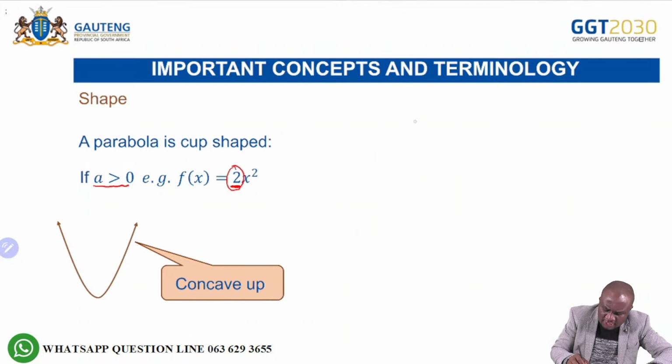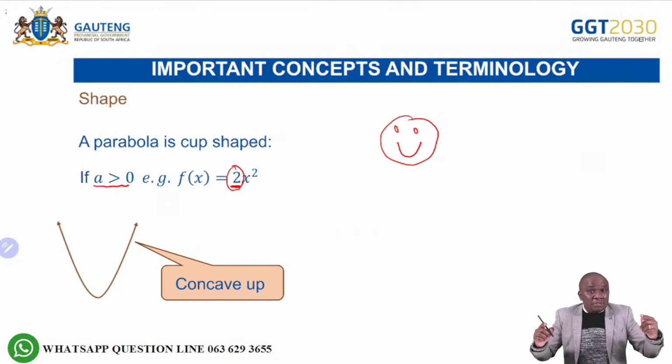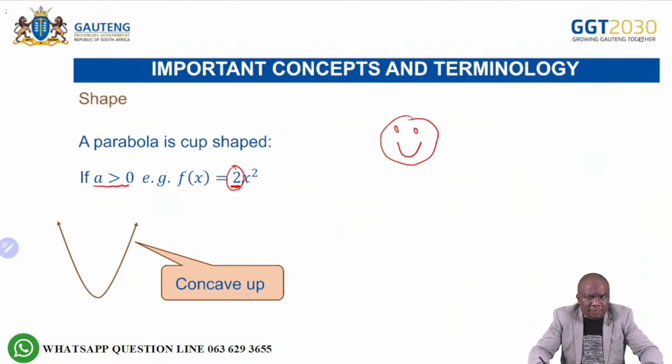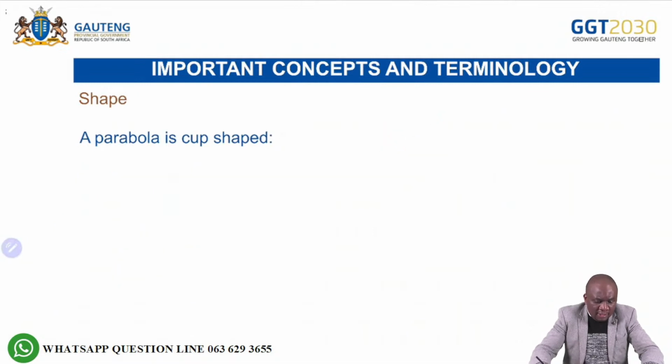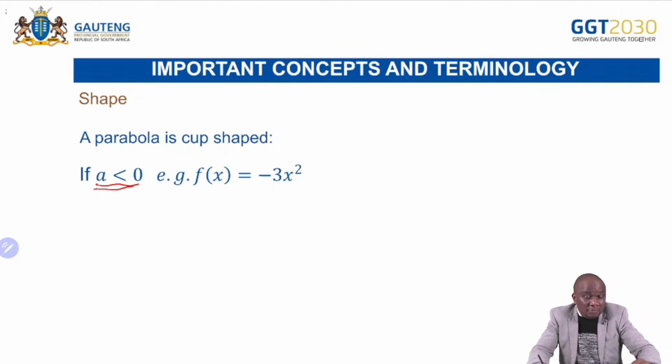Some people say it's a smiling face. You see that? When someone is smiling, you see? So when a is positive, the graph is smiling. But the term that we use is concave up. Right. And then, if a is less than 0, you must know this.